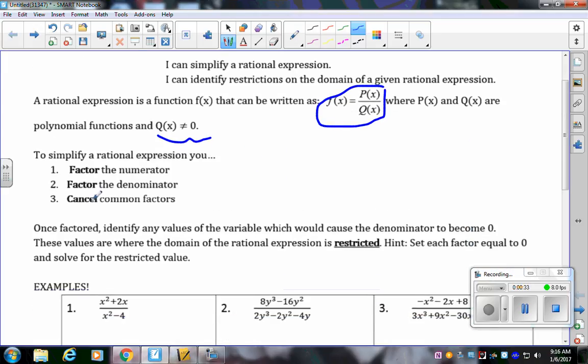All right, so your basic steps. To simplify a rational expression, you first factor the numerator, factor the denominator, cancel your common factors. So your key words here, people, are factor, factor, cancel. Once again, factor, factor, cancel. Notice cancel was the last word I said.